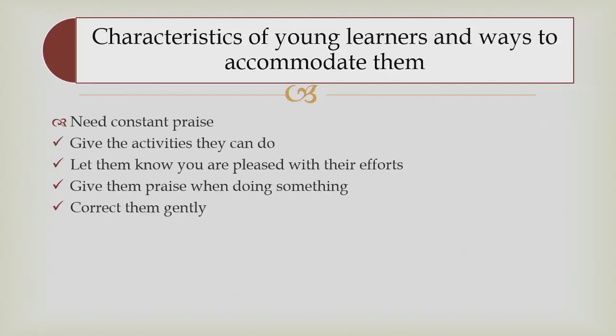All right? Give them the activities that they can do. Some children cannot handle getting a 0. They give up already. So make sure that you allow them to do something that they know. Let them know you are pleased with their efforts. Okay? Give them praise when doing something and correct them gently. Do not scream at them, tell them they are stupid because they cannot do that. It should be very smooth the way you correct them.